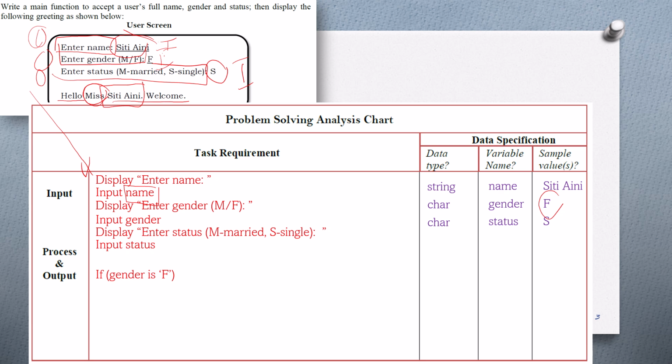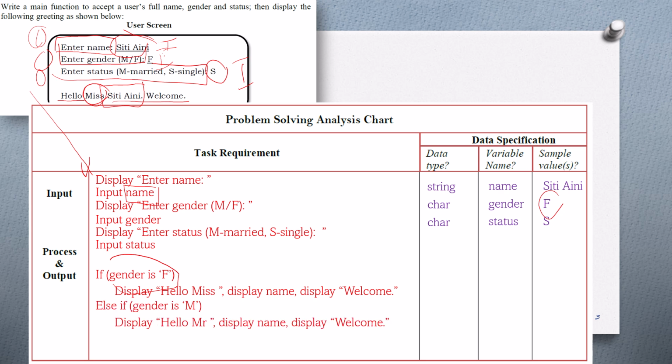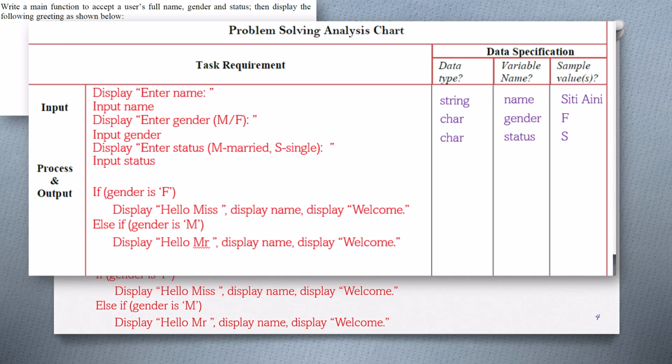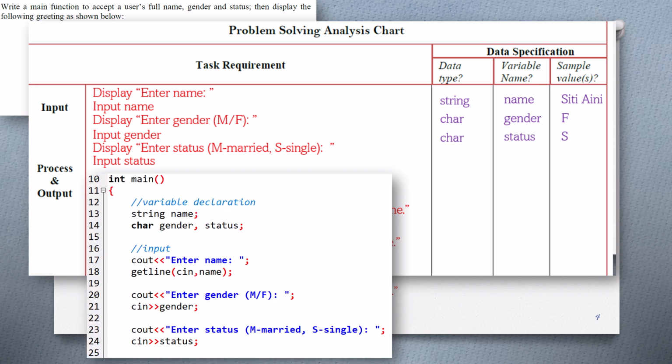Next, you have to consider if gender is F. If gender is F, meaning she is a female, then you want to display Miss. Else if gender is M, then you want to display Mr. So that's it. Now next, you have to transfer the pseudocode here. We can consider this as a pseudocode. Translate this pseudocode into the corresponding C++ statements.